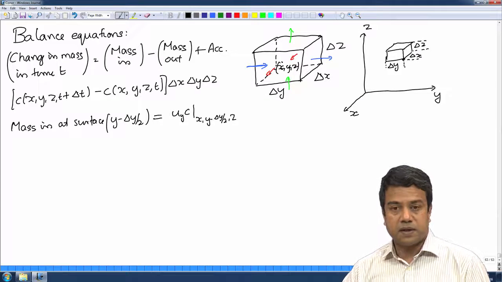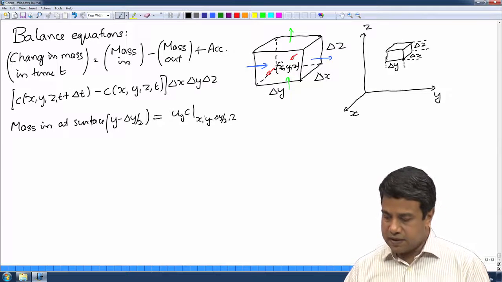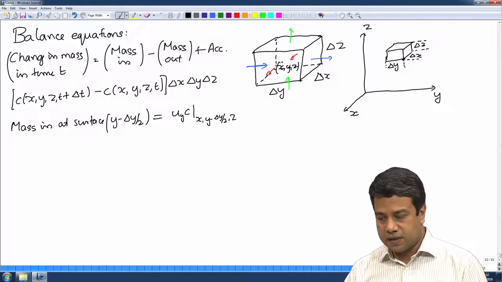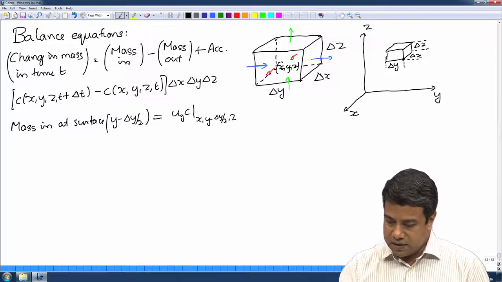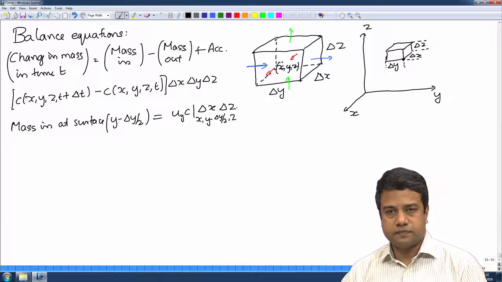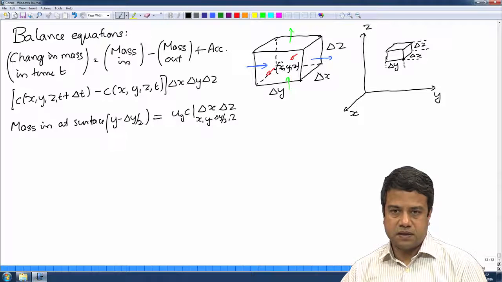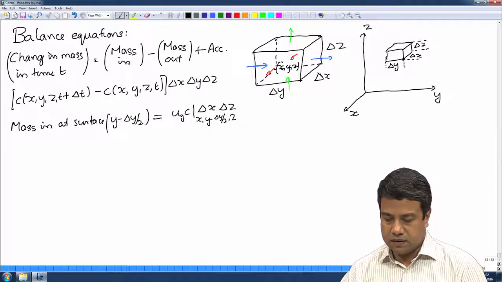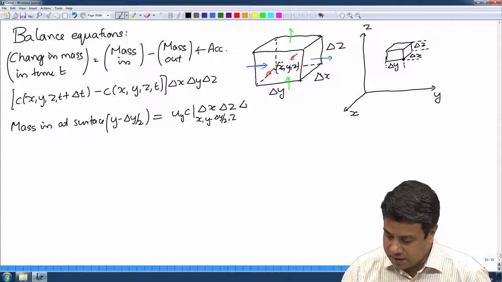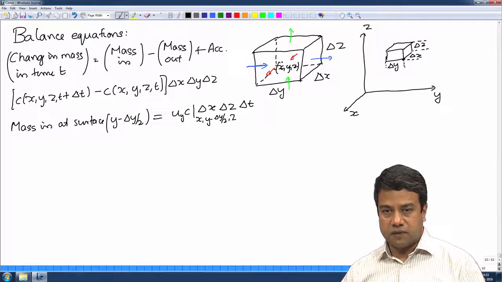The perpendicular velocity times the concentration gives you a mass per unit area per unit time. Now, I have to multiply this by the surface area and by time. The surface that is perpendicular to the y axis has a surface area equal to delta x times delta z. That is the mass coming in at the left face per unit time, so I have to multiply it by time as well. So, that is the mass that has come in due to convection within a time delta t.